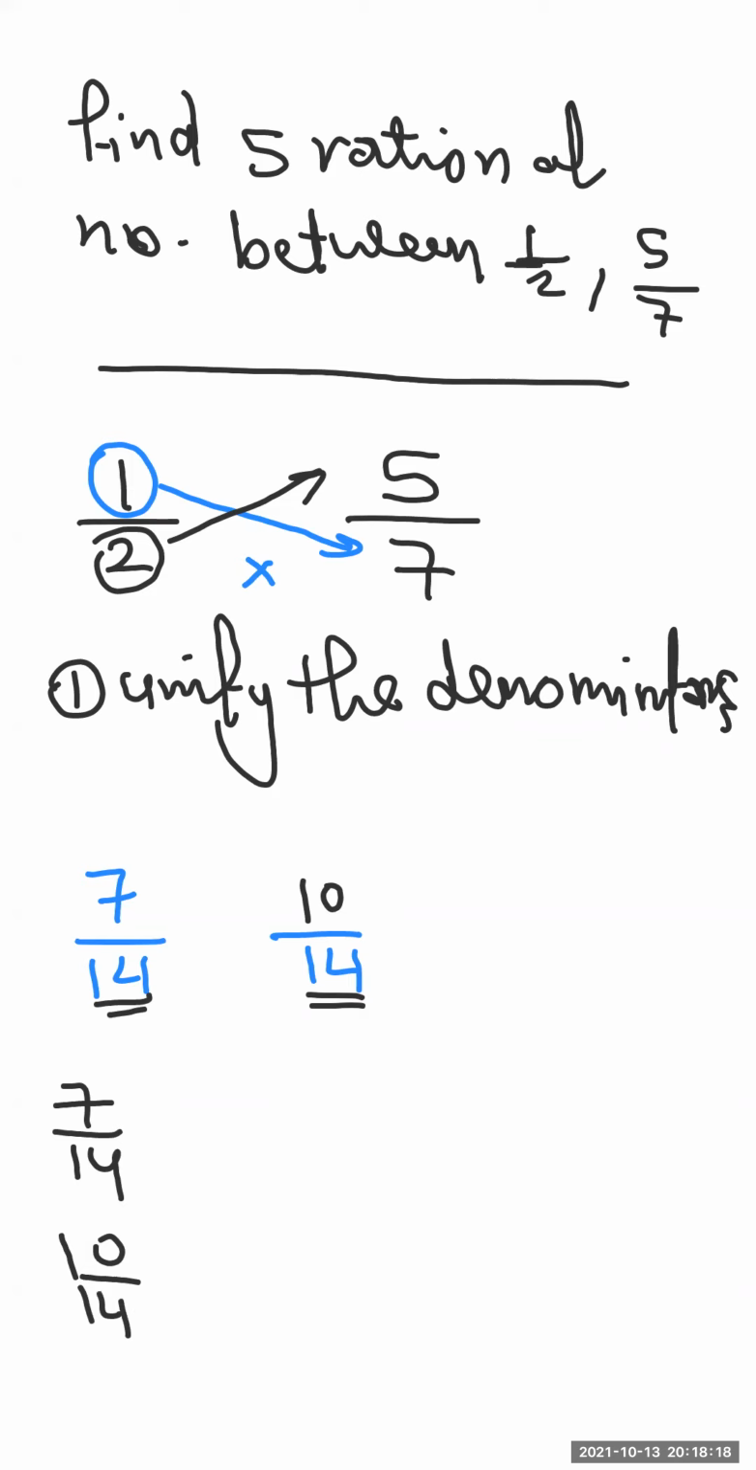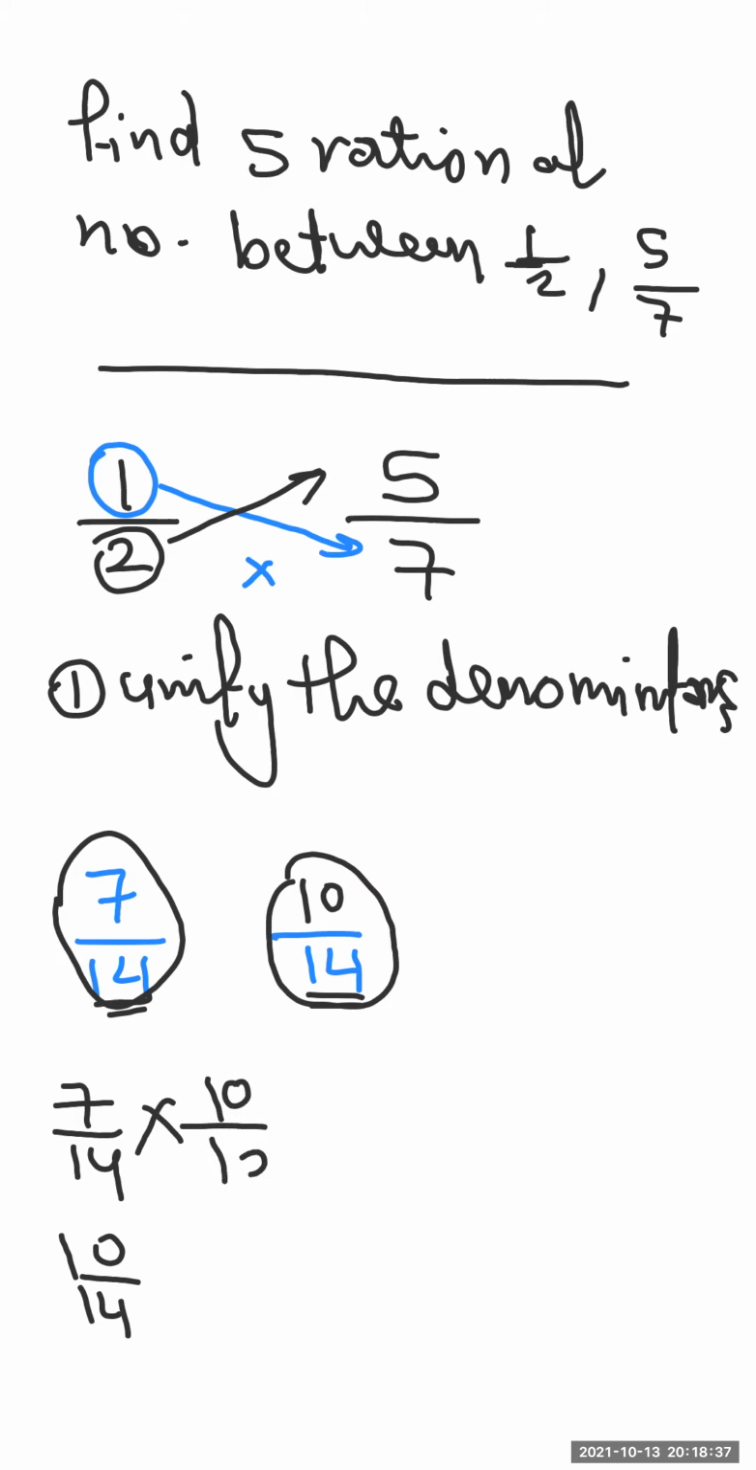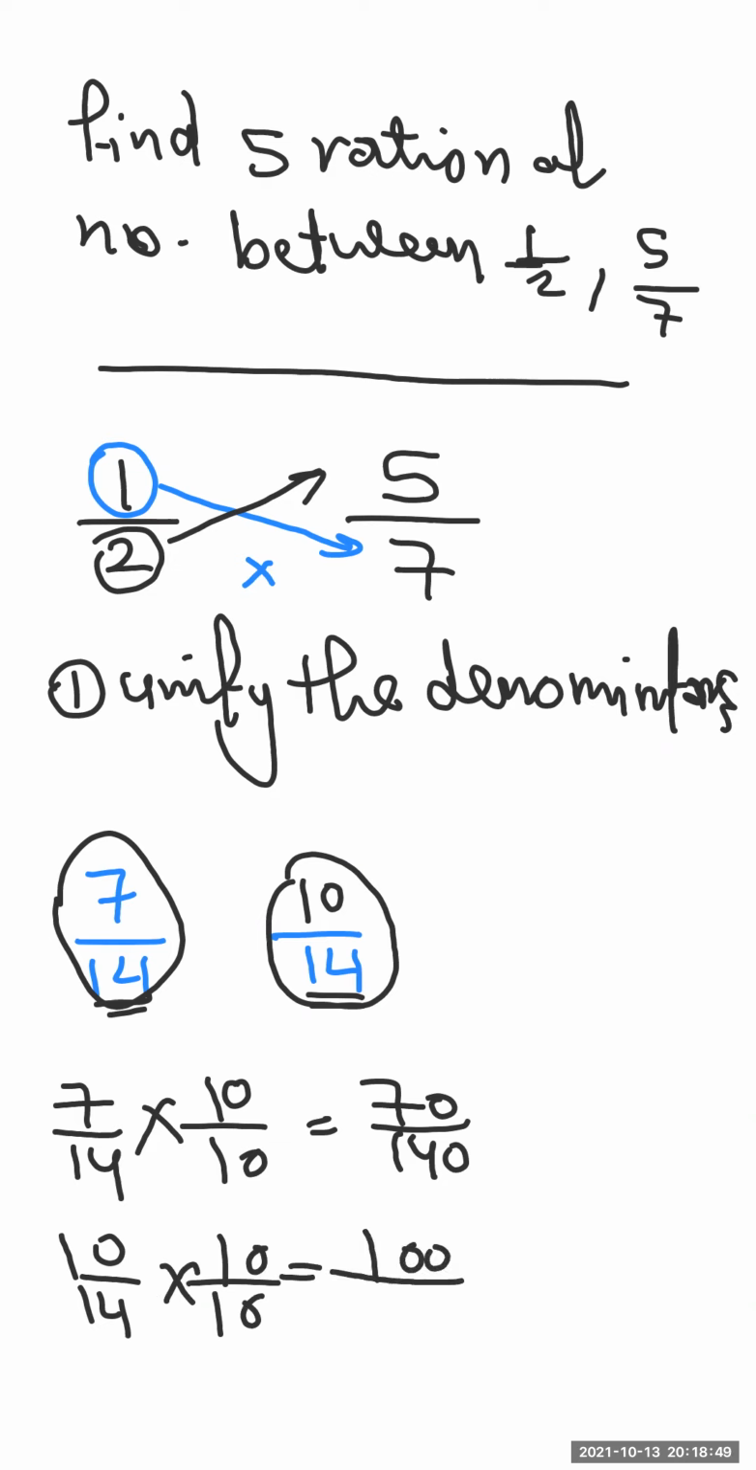But 7/14 is not between 7/14 and 10/14. No, I just wrote the two numbers. Then just multiply directly by 10, not by 2, 3 or 5. So 70 over 140, 10/10 gives 70/140, and this one also by 10/10 equals 100/140, right?